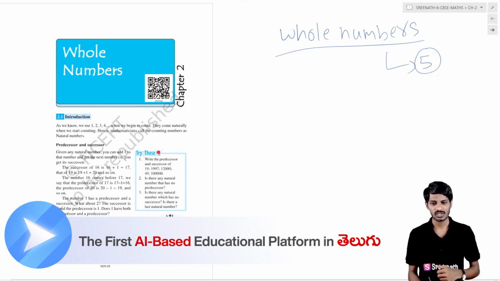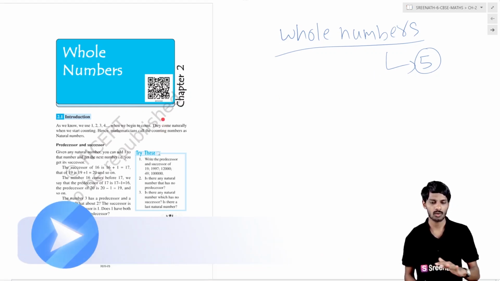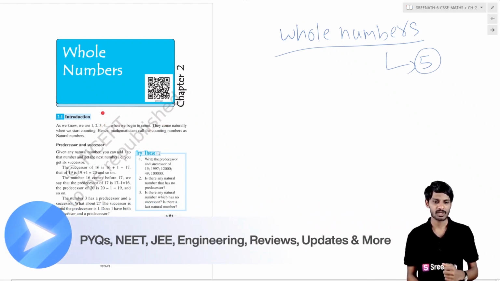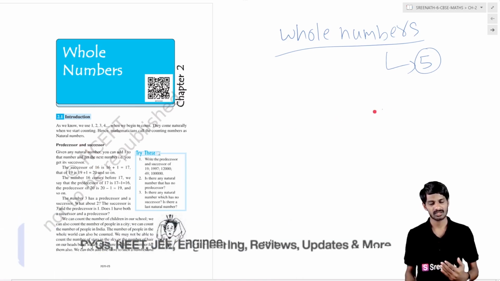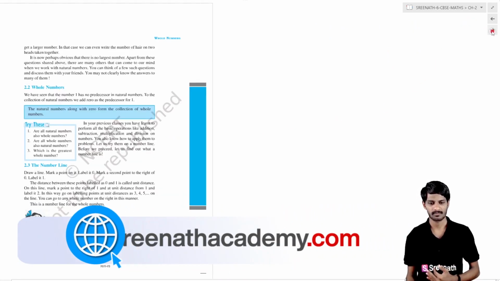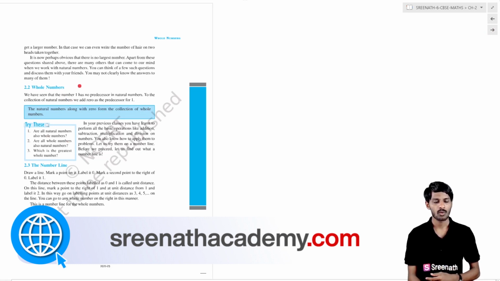So now we are going to have an overview of the whole chapter. So basically in this chapter we are having 5 topics, 5 concepts. The first topic is the introduction. In the introduction, we are going to learn about the predecessor and successor, which we have learned in the previous sessions. And the next topic is whole numbers. So this is the chapter name. So what are whole numbers? We are going to discuss those.